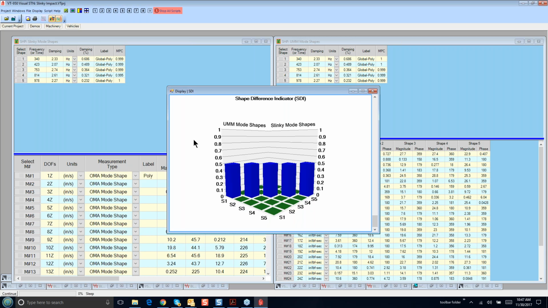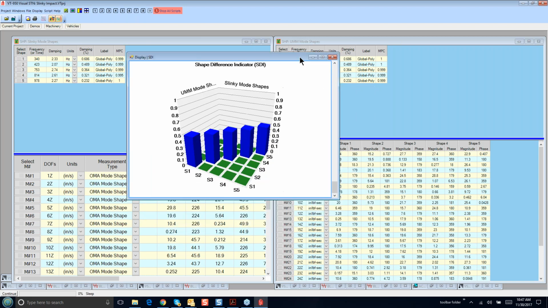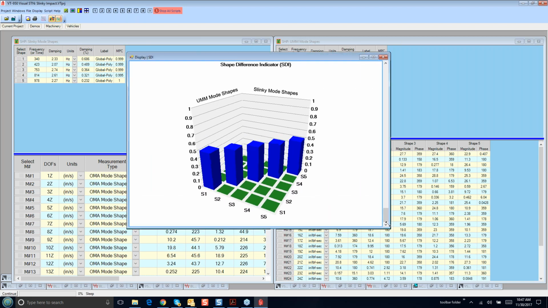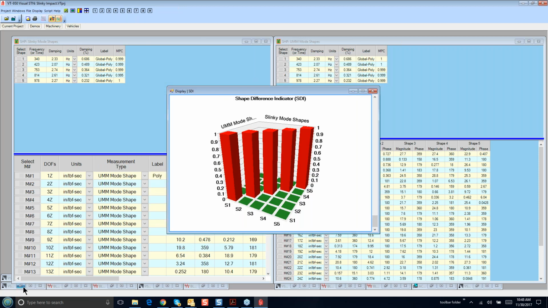So press continue to scale the Slinky mode shapes using the UMM mode shapes. So we're going to go ahead and do that, but let's just take a look here. These are the SDI bars between the UMM mode shapes and the Slinky mode shapes. Let me make this a little larger so we can see there's the scaling. So on one side of this bar chart are the UMM mode shapes, the other side are the Slinky mode shapes, and they're only 50% alike in value.